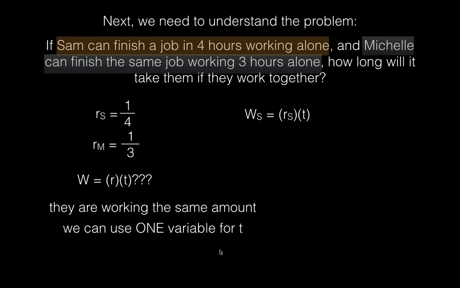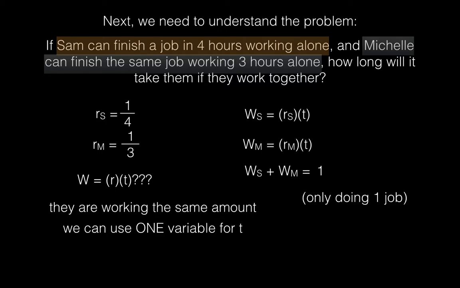So again, T is just going to be my variable. So what we end up with is Sam's work rate, which is that subscript. So the work amount, using W equals RT, work amount for Sam is equal to Sam's work rate times the amount of time they both work. Michelle's amount of work is equal to Michelle's rate times the amount of time that they work. Again, they're both working the same amount, and we do know that both of them working together equal how much work? Well, it would be 1, and that's because they're only doing one job.